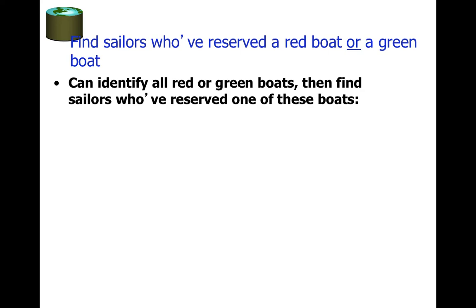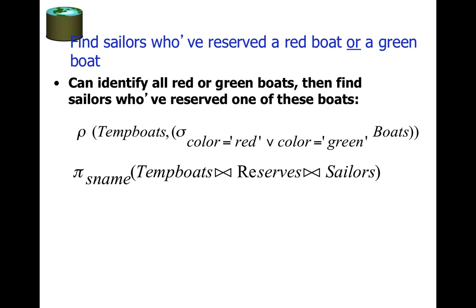Now, find sailors who have reserved a red boat or a green boat. The same thing will apply, but now with the selection I put an or here. What I did, you can use this or you can omit it, is allow me to create a temporary relation called temp boats, and I put it here. I could have done it otherwise. This is the same as we did in the previous slides, but now instead of only color equal red, I have color equal red or color equal green. I put them in temp boats. I could have put all of this here instead of temp boats. You can do both.